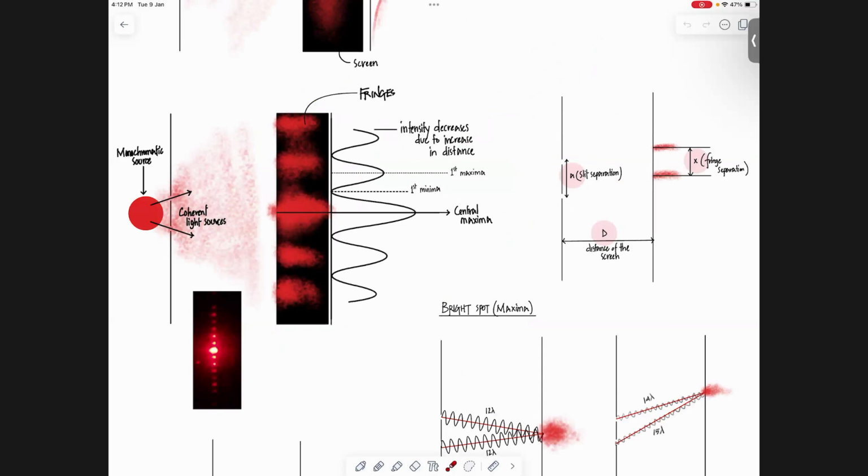So the problem is if I replace light with sound, for example, right? How would I do this? I'll take two sound sources, right, and pass them with the same frequency, or I can take one sound source and pass it through a gap, right?